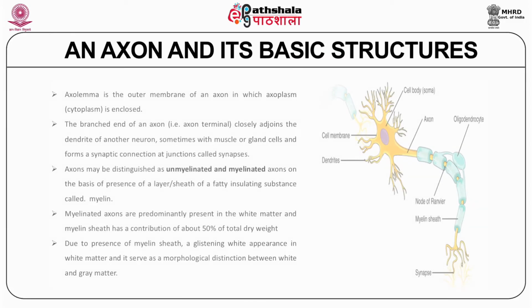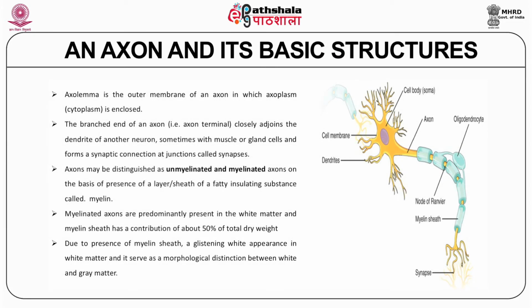Now coming to the axon and its basic structure. In the axon, the axolemma is the outer membrane of an axon in which the axoplasm, which is the cytoplasm of the axon, is enclosed. The branched end of an axon, which we call the axon terminal, closely adjoins the dendrite of another neuron, sometimes a muscle or gland, and forms a synaptic connection at a junction that we call a synapse.